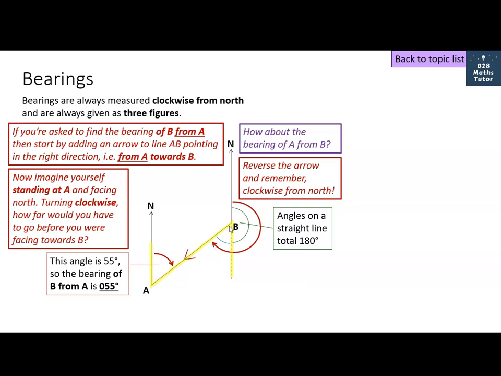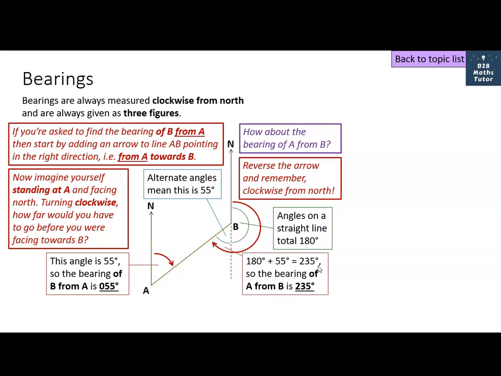We've got a Z shape, and the 2 north lines are parallel. So what does that tell you about this angle? It's the same as this one because Z angles, alternate angles, are equal. So this is also 55 degrees. So we've got 180 degrees here and 55 degrees here. They add up to 235. So the bearing of A from B is 235 degrees.